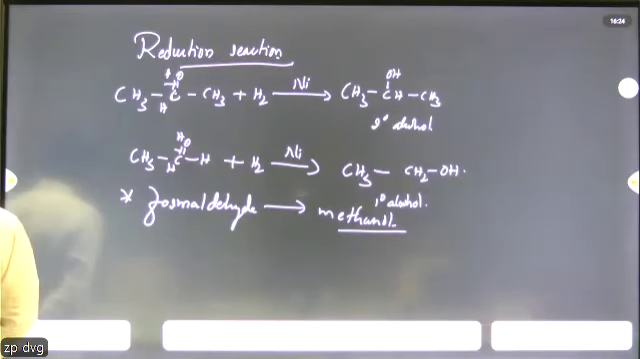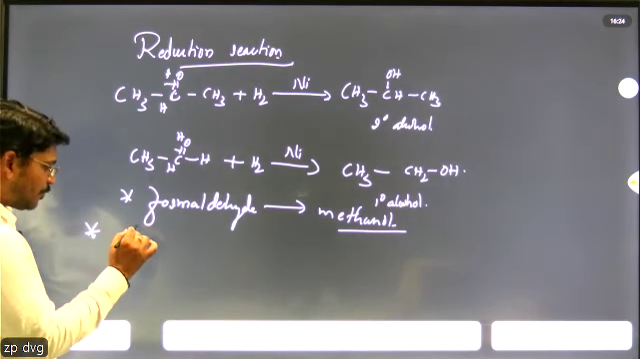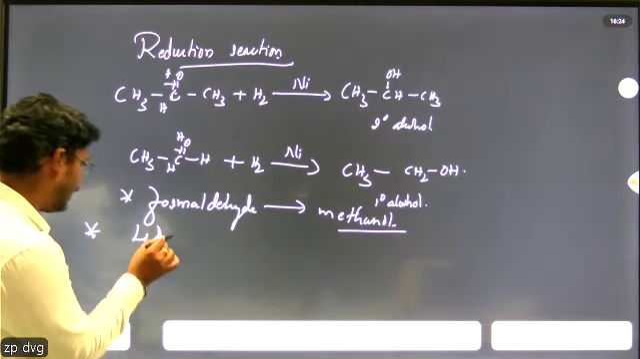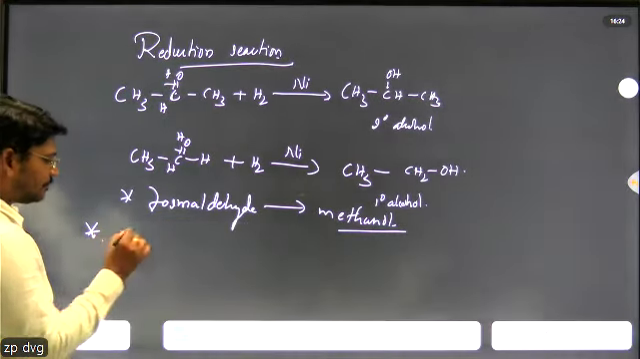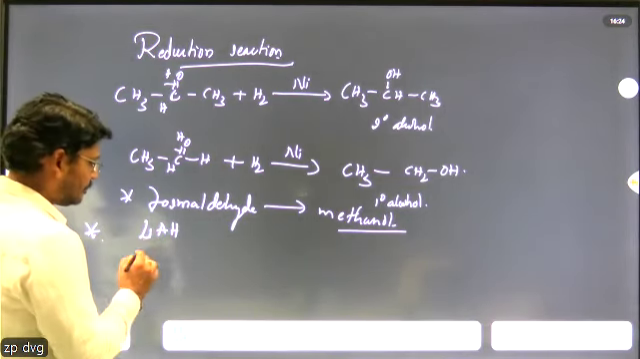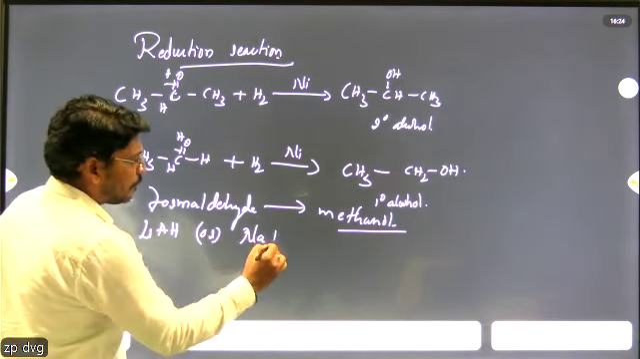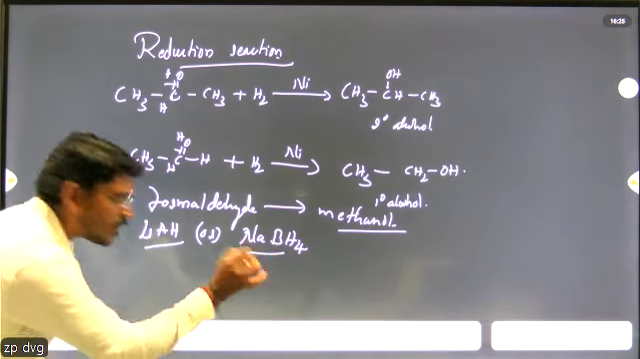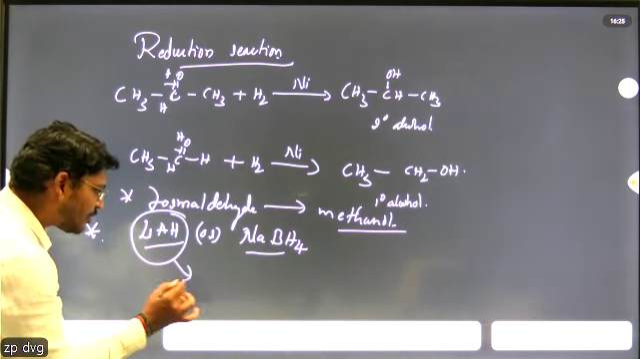So after that, if you consider reduction onwards, another different reducing agent we have to use. That is lithium aluminum hydride. Otherwise, we can consider sodium borohydride. So another reducing agents we can use here: lithium aluminum hydride, LiAlH4, otherwise we can use sodium borohydride also. So here, comparing lithium aluminum hydride and sodium borohydride, among these, lithium aluminum hydride is a strong reducing agent.